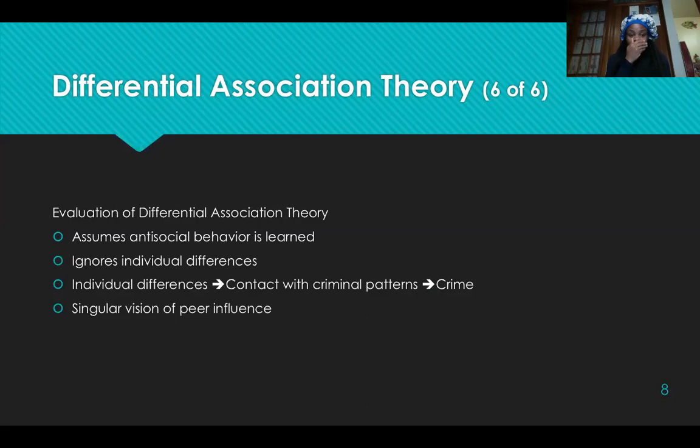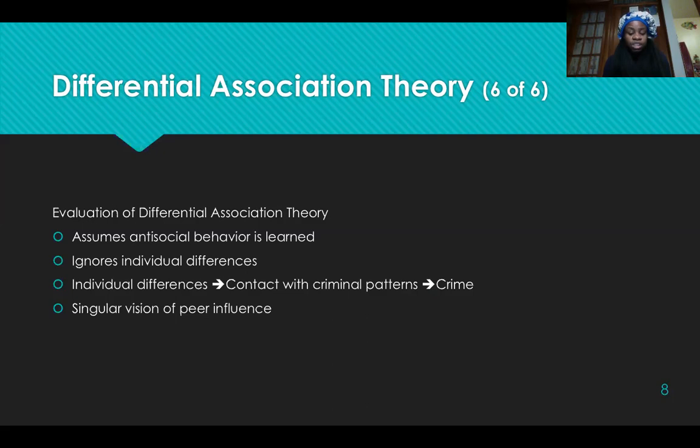So let's evaluate differential association theory. Differential association theory is in the unconstrained version camp in that it assumes that antisocial behavior is learned. It's not something that comes naturally in the absence of pro-social training. Differential association theory is criticized for ignoring individual differences in the propensity to associate with antisocial peers.